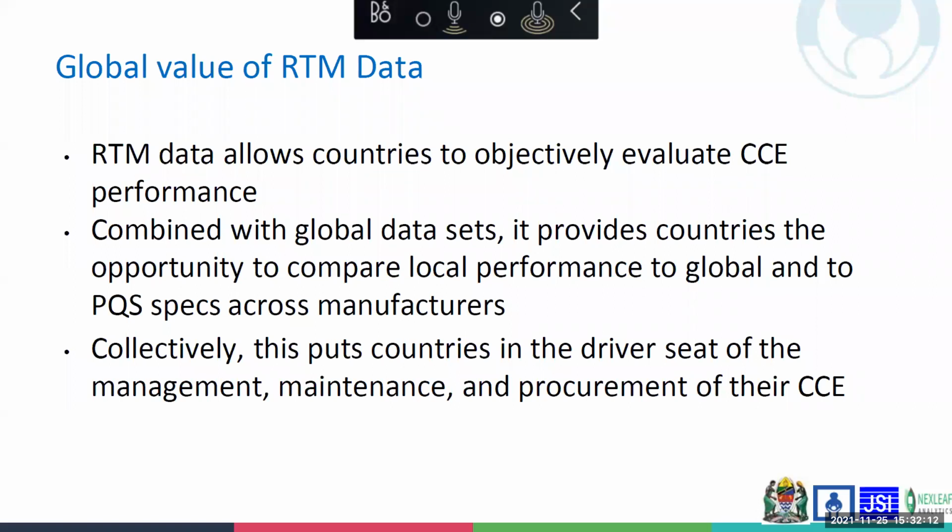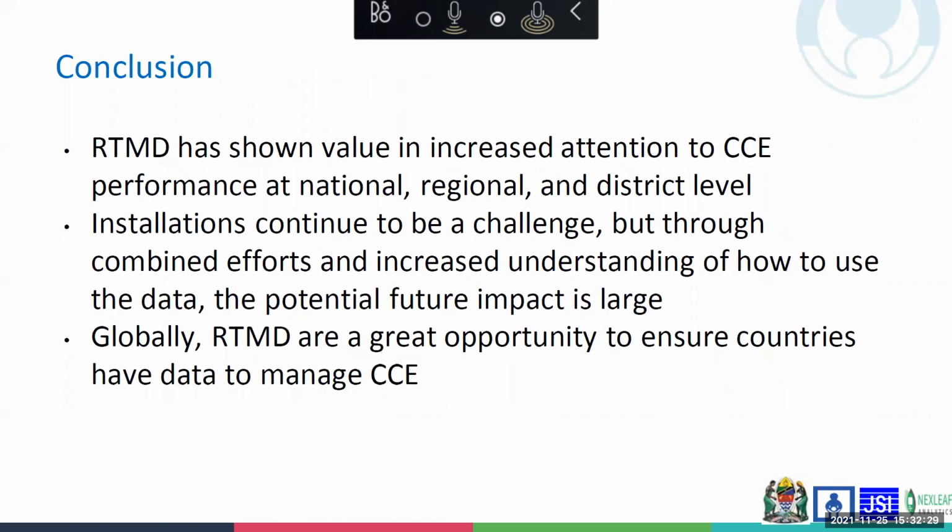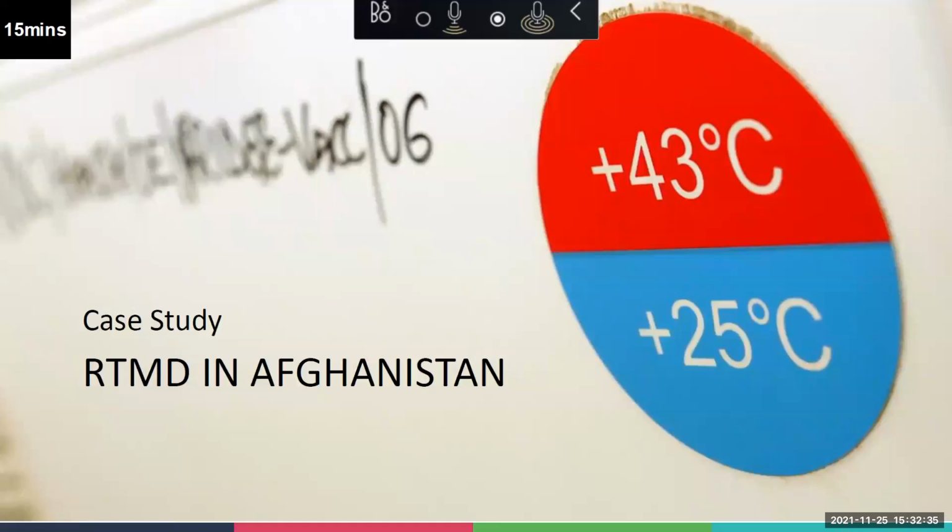Do you hear us? I think we lost Bonaventura. I think his connection was not too good. So perhaps we can carry on. Jalia, what is the next slide? That's the conclusion. Okay, so let's carry on. I think it's Afghanistan. So Afghanistan, you can start your presentation.